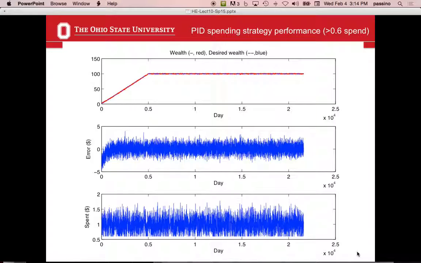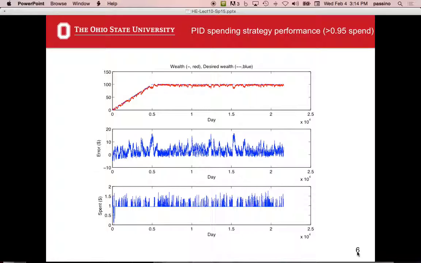Okay, now let's show how to degrade it just a little bit. Okay, next step. Now, all I did in this case is change some parameters on this bottom plot. What I said is never allow the person to spend less than 95 cents a day rather than 60 cents. So what happens in this situation is, in the beginning, it does spend less because, well, it doesn't have the money, okay? And then it maintains.